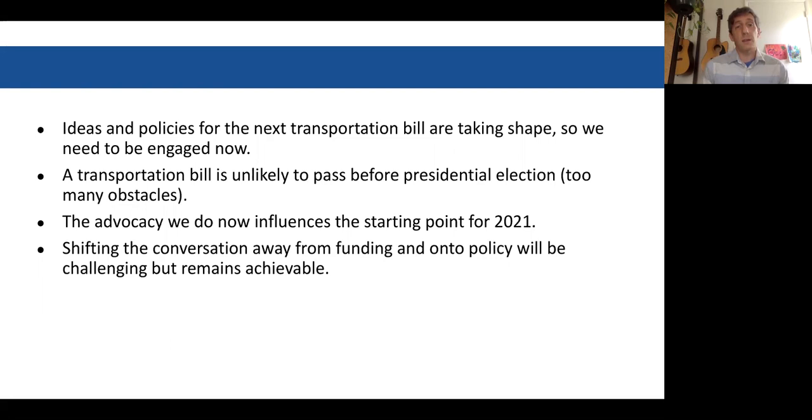And we think comparing it to the Senate bill will hopefully inspire folks to look at the INVEST Act as a nice marker. There's improvements that need to be made, certainly. But the key here is that the advocacy and engagement we do now will influence what happens in 2021 and beyond. And we hope, and hopefully this presentation has showed, that we need to shift the conversation away from funding, but onto policy.